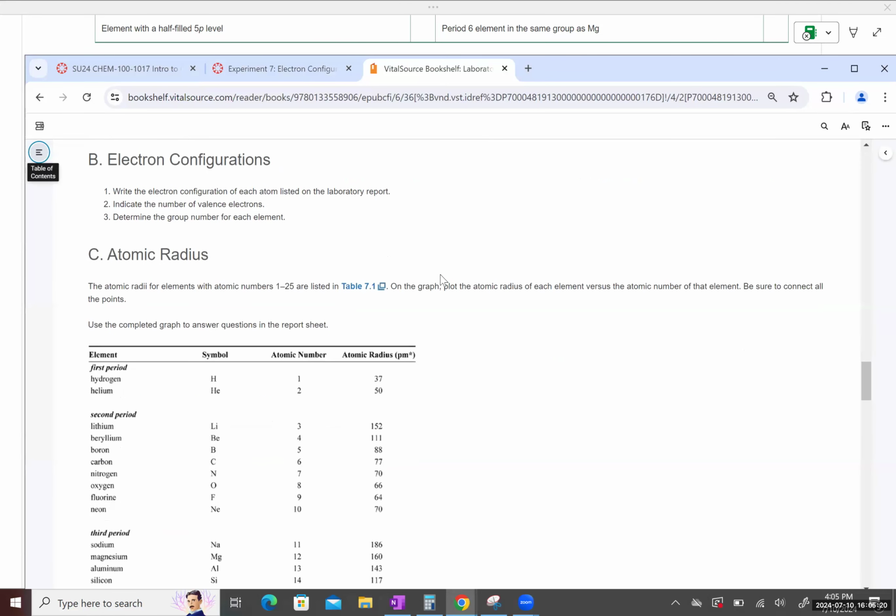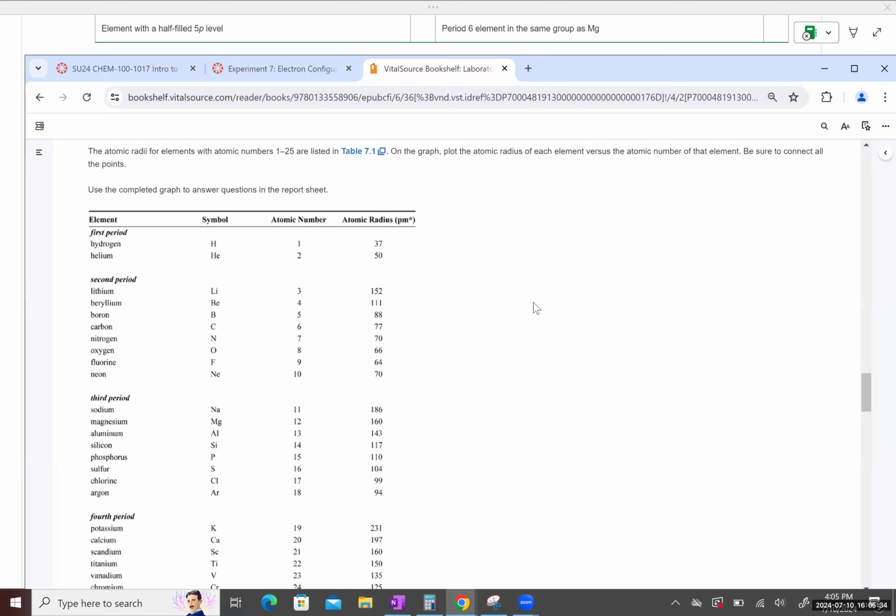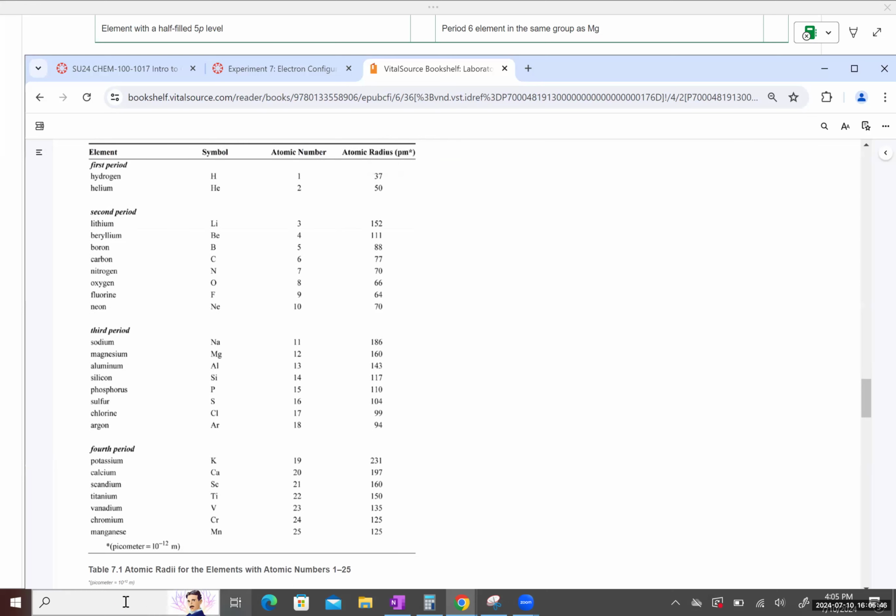So for part C, the atomic radius for elements with atomic numbers 1 through 25 are listed in table 7.1. This is the table that I asked that you remember and make a note of, as we'll be using it to complete part C. On the graph, we're asked to plot atomic radius versus atomic number, and be sure to connect all the points. We'll then use the completed graph to answer questions in the report sheet.